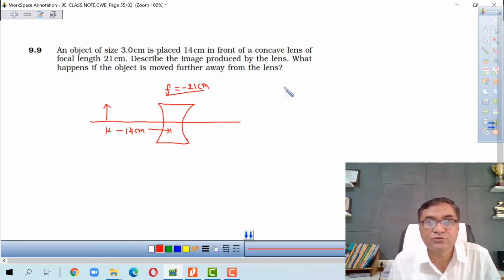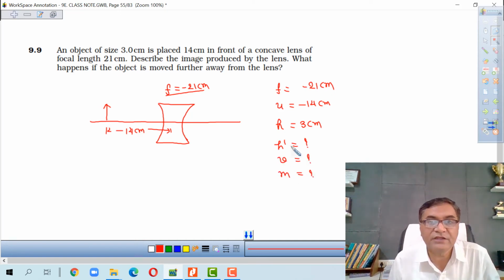So I have to find V. So here F is equal to -21 centimeter. U is equal to -14 centimeter. Object height is 3 centimeter. You calculate H prime. You calculate V. And also magnification. So with that we can give the answer.